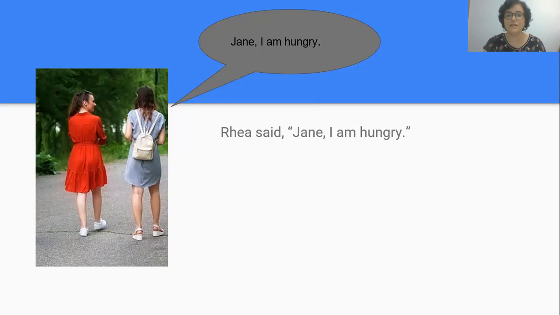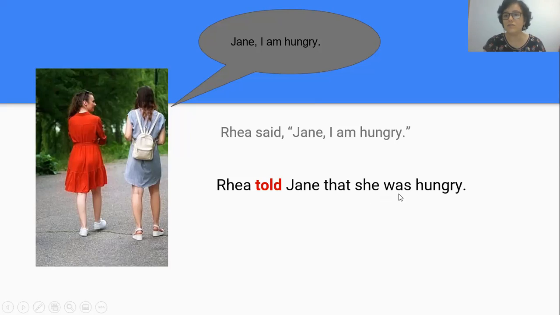Okay? Now, Ria said, Jane, I am hungry. She said, yes, but she said it to someone. She said it to Jane. So, when I am writing this in indirect speech or reported speech, this is how I write it. Ria told Jane. And the rest of the changes stay the same. You add that there, okay? And then you change the pronoun. I becomes she, because in this case, there are females here. Was, because the verb changes from am to was. Am is present tense, was is past tense.